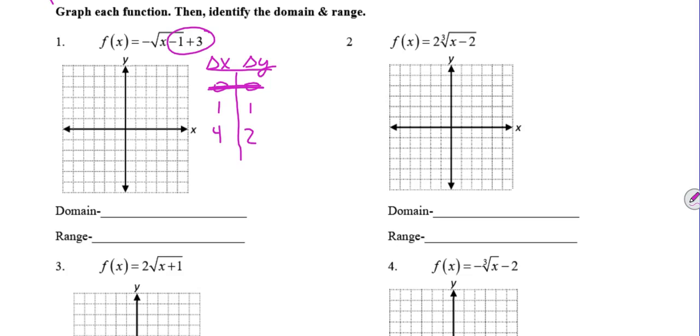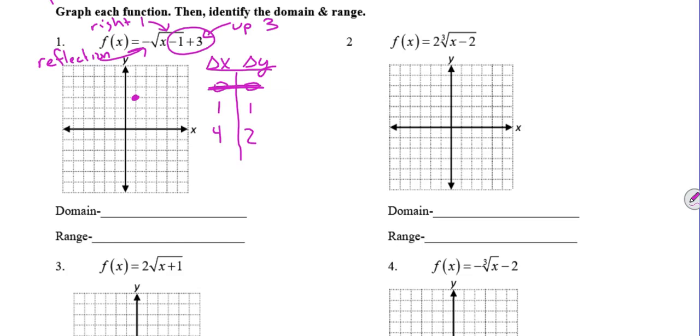So this is right 1. This is up 3. And here we have a reflection, and I'll show you what to do with the reflection in a second. But again, with the right 1, up 3, my origin will move right 1, up 3. So there is my starting point now. That's my key point.